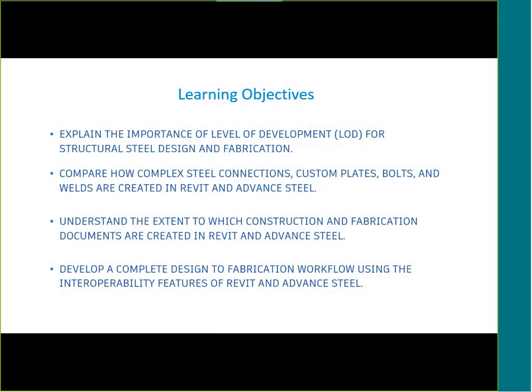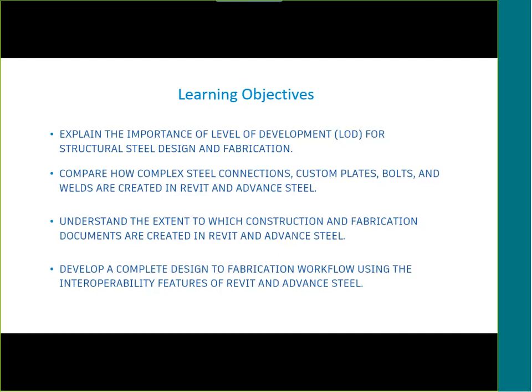So these are the learning objectives that we used in our AU. To keep it down to just an hour, I'm going to have to shorten a bit of this. But I am going to look at the importance of level of development for structural steel design and fabrication, so you'll understand what we're talking about when you hear these terms, level of development. We're going to compare the complex steel connections in Revit and Advance Steel. There are also custom plates, bolts, and welds that are available in both products. I'm not even going to touch on those today just in terms of time. We're going to focus on connections.